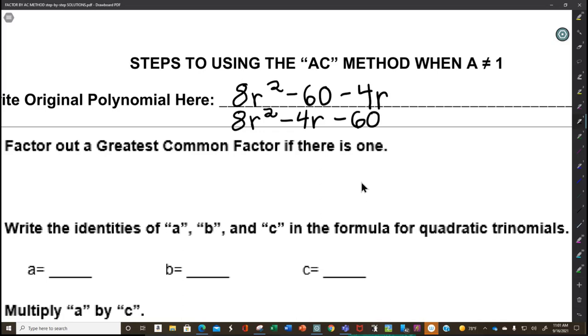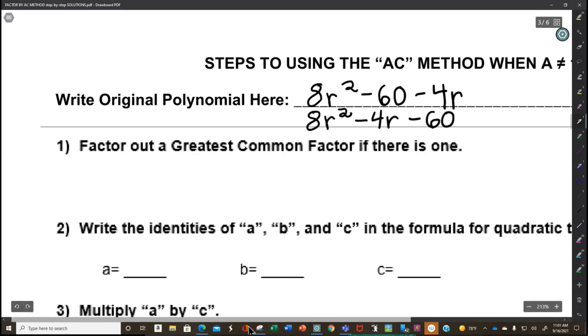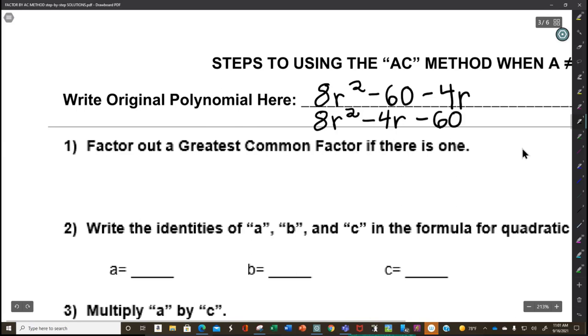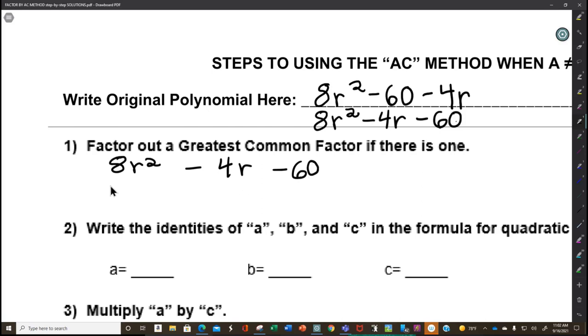Now, we've got that right. Step one, factor out a greatest common factor if there is one. Well, there is. For sure, 2 goes into all of these. And in fact, 4 goes evenly into all of these. So let's see, we can rewrite this. 8r squared minus 4r minus 60. I believe 4 is going to be the GCF. And because the leading term is positive, that means our GCF is going to be positive.